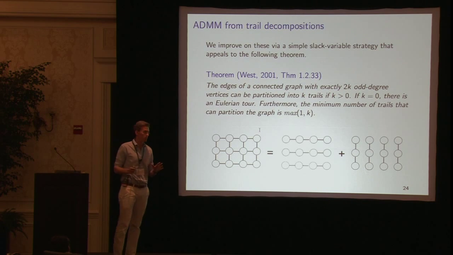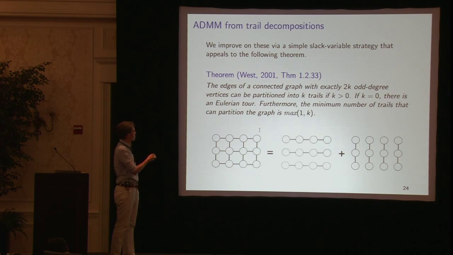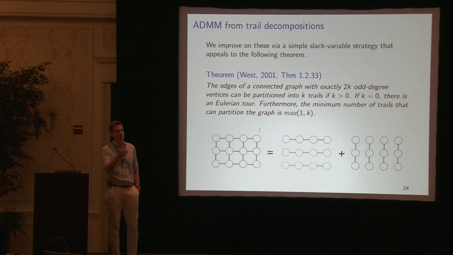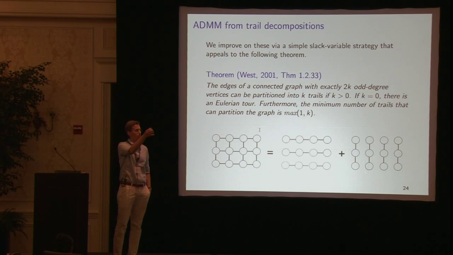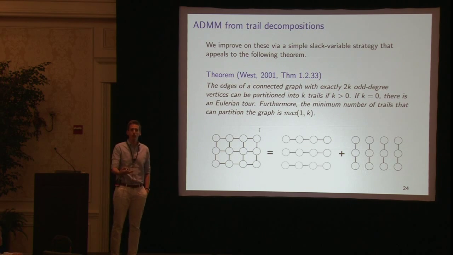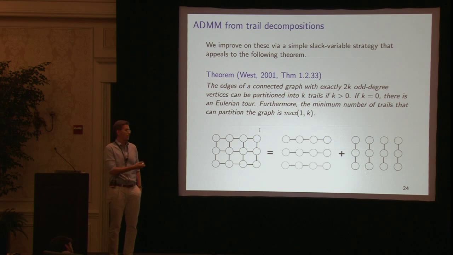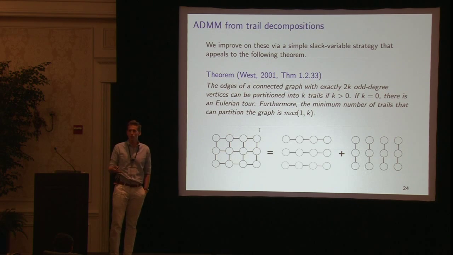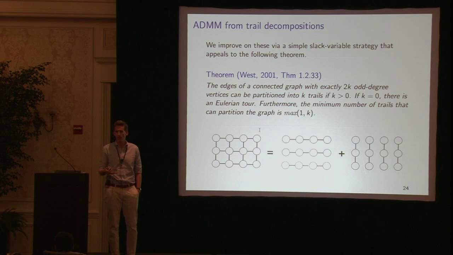Okay, so here's the slack variable strategy. We leverage this theorem, which is a basic result in graph theory, that says you give me an arbitrary graph, and this is now addressing your question about the complexity of the computations with respect to a grid graph versus an arbitrary graph. You give me an arbitrary graph, and this theorem says that I can take that graph and write it as a union of trails, where the number of elements in that union are precisely equal to the number of odd degree vertices in that graph.